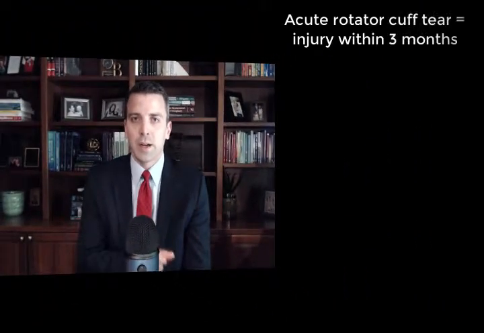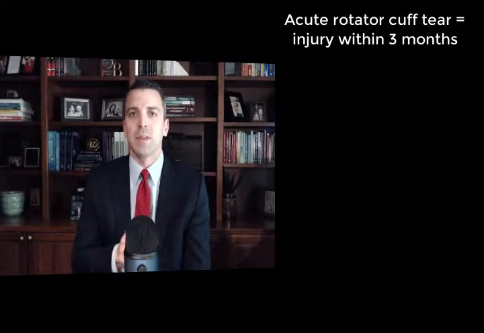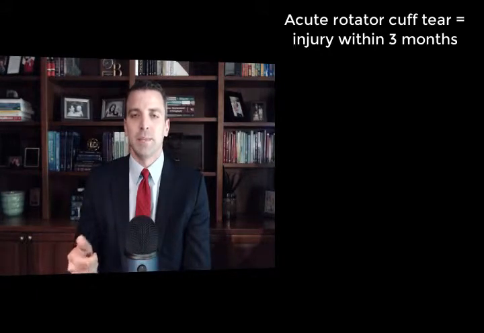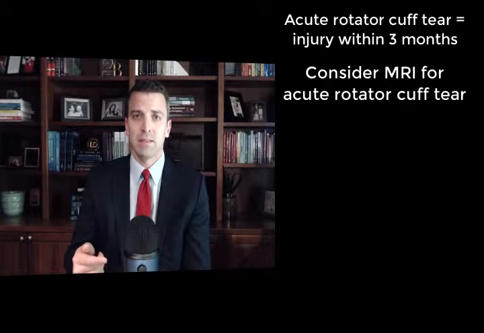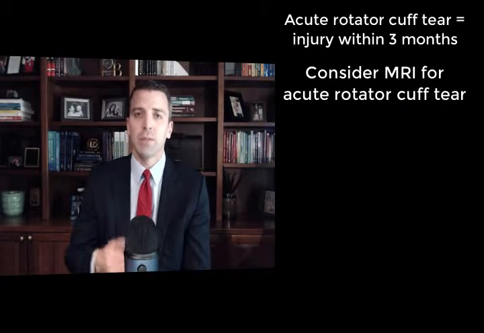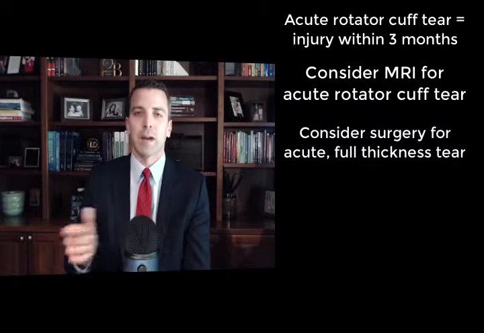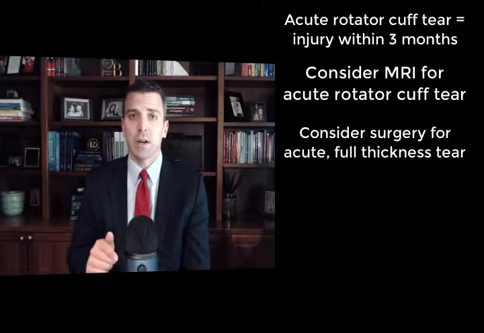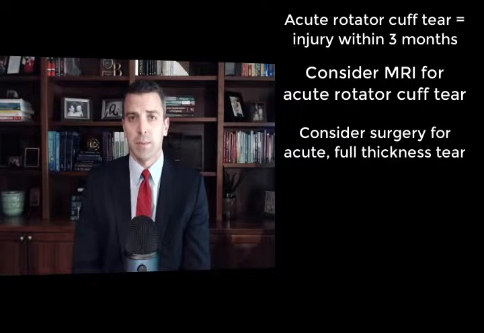To summarize, acute rotator cuff tears are those that happen after an injury within the last 3 months. Chronic rotator cuff tears are those that slowly happen over time. Acute rotator cuff tears warrant an MRI scan. If you have an acute full-thickness rotator cuff tear, in most cases, I would recommend surgical management. Acute partial-thickness rotator cuff tears and chronic rotator cuff tears can be treated without surgery with physical therapy.